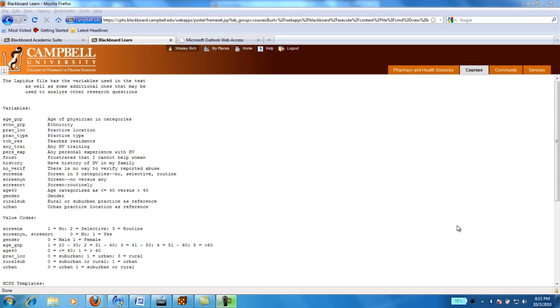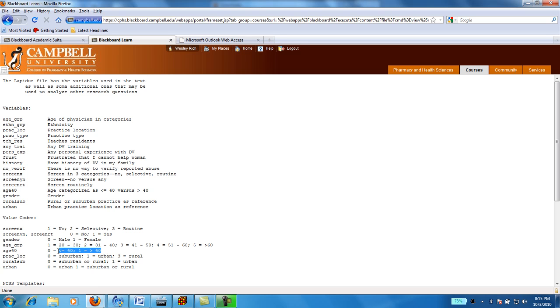The Lapidus dataset has several dichotomous variables to include things like age, where age has been broken into two groups, below 40 and above 40. There are also rural or suburban dichotomous variables. I'm going to stick with the age group here.